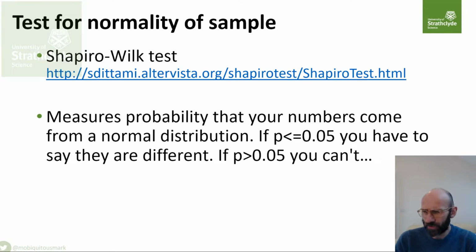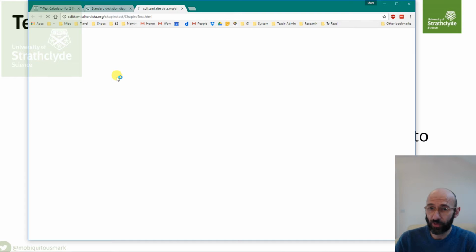So how do we test if our data is normal? There's a test called the Shapiro-Wilk test.